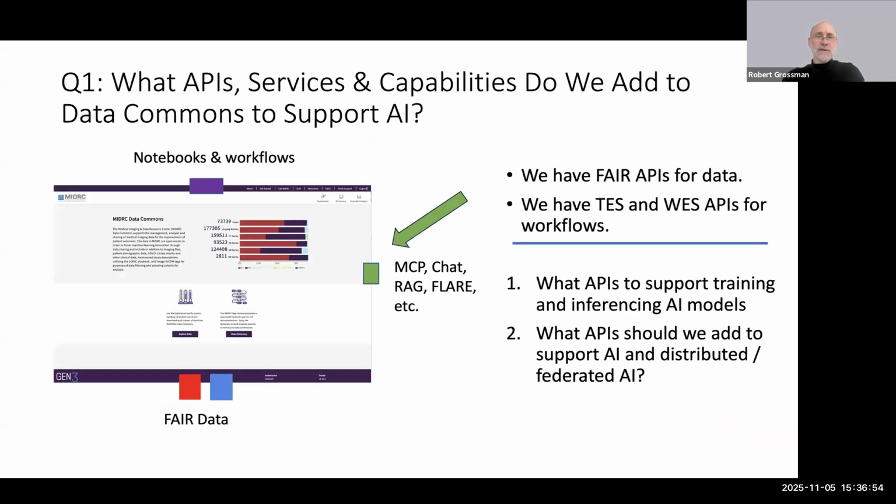Some of you have heard me talk about this. A few of these slides are being reused. I'm interested in 2 questions. One question is, what API services and capabilities should we add to a Gen3 Commons to support AI? There's a big long list from RAG to FLARE to MCP to chat, both for commons, which give us AI commons, and meshes, which give us AI meshes.